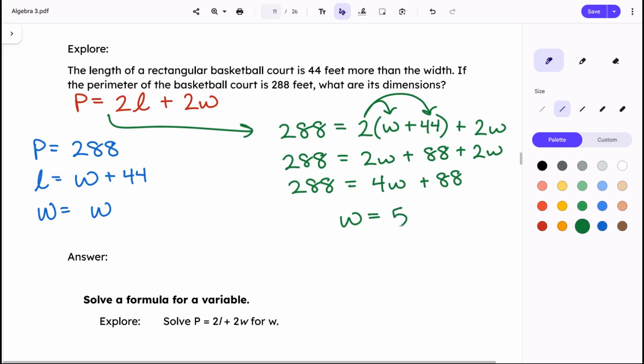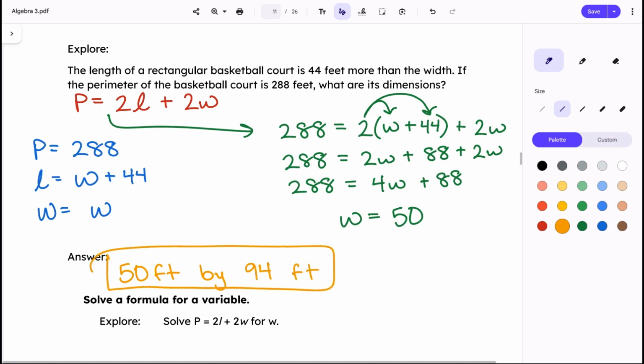50. Okay, so they want to know what the dimensions are. So 50 would be one of those dimensions. So it's 50 feet by, how do I find the other one? Add 44. So that would be 94 feet. So these would be my dimensions.